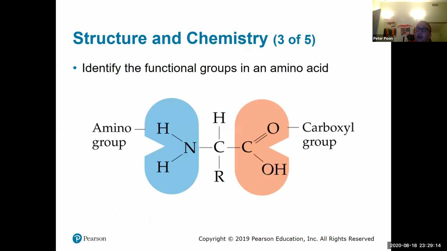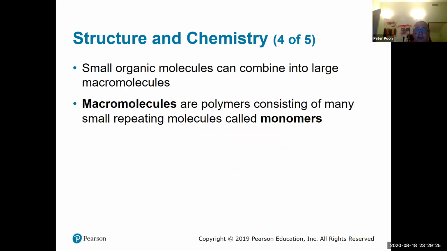Two of the groups are the functional groups in this amino acid, right? The amino group and the carboxyl group. That's one of the reasons why you have to know what this is, because amino acids are really important.